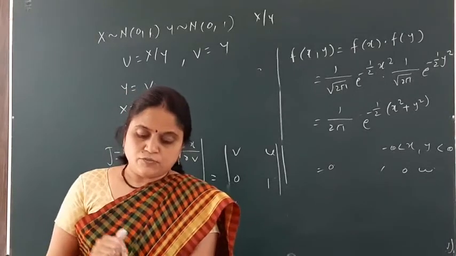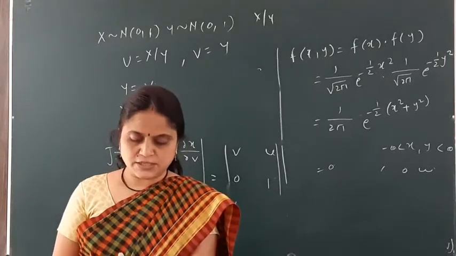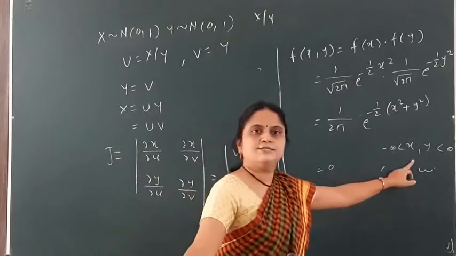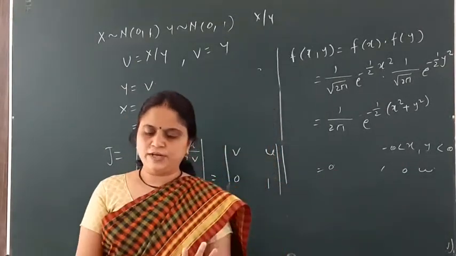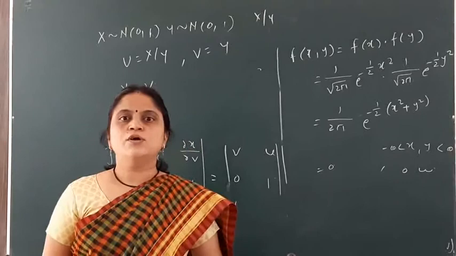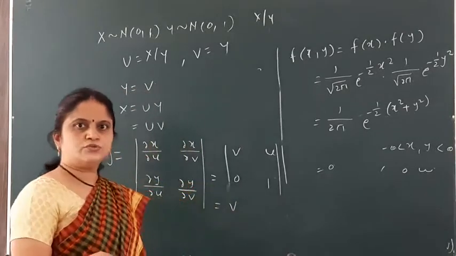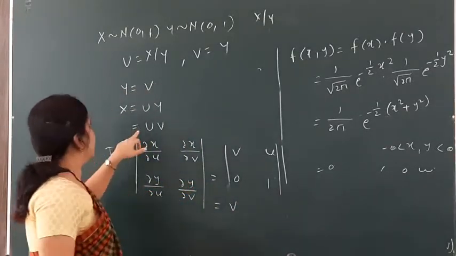Okay. Now what is the range? Since the range of x and y is minus infinity to infinity. Fine. So what is the range of u and v now? If the range of x is minus infinity to infinity, and what is your x over here?